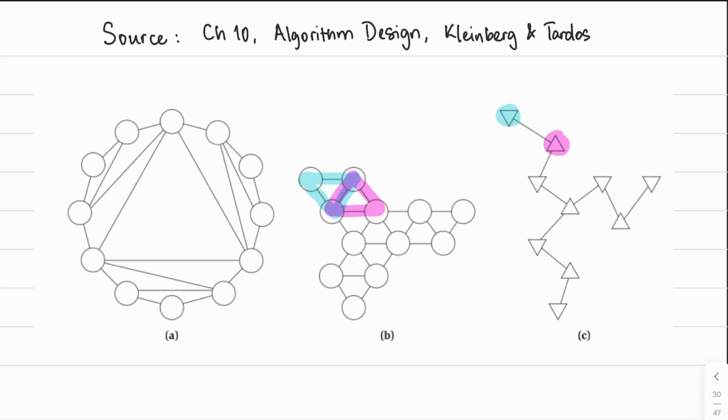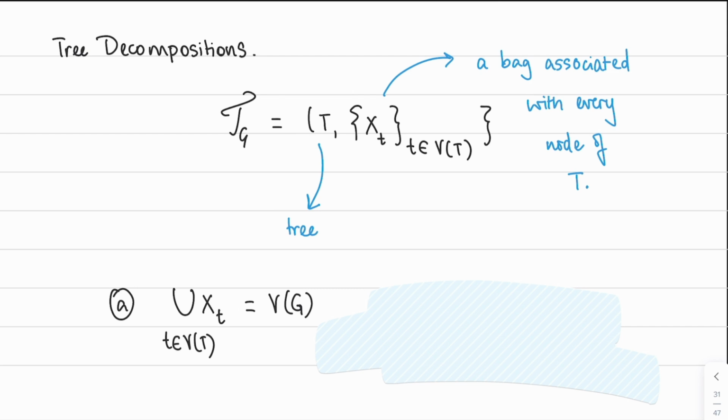So with this example in mind, let's go ahead and actually formally define a tree decomposition. A tree decomposition is basically a tree along with a function that maps to every vertex of the tree a subset of vertices of our graph G. So that would be a tree decomposition of a graph G. It's easiest to think of it as this pair of objects. The first element of the pair is a tree structure. The second element is this function that associates with every vertex of the tree a subset of vertices of our graph G. And we will continue to call these vertex subsets bags.